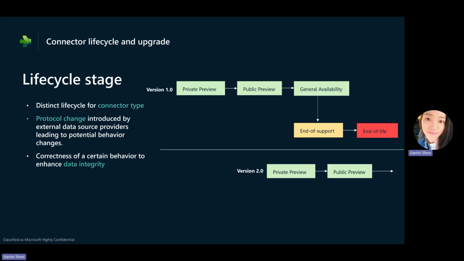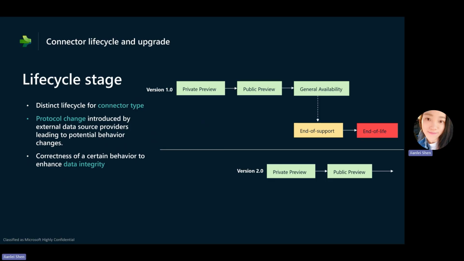With that said, the life cycle stage here is not different from many of the other functionalities or features that we deliver. For a distinct connector type, it has its own life cycle. It starts from a private preview, which means we release and collaborate with a number of customers so that we can get sufficient feedback and data points to evaluate whether this connector is stable enough for the next stage, which is the public preview.